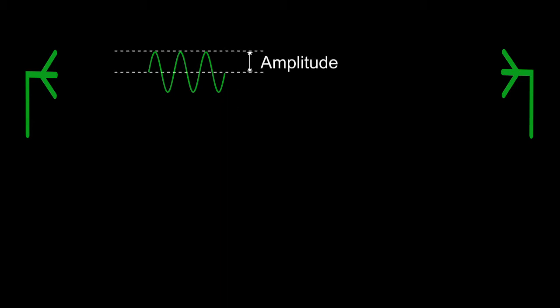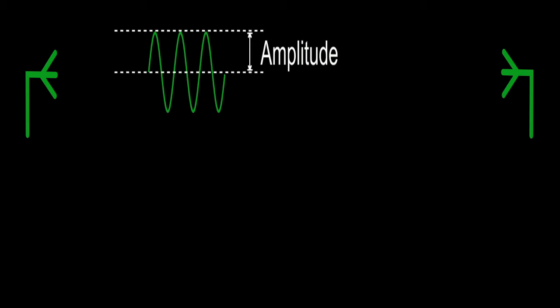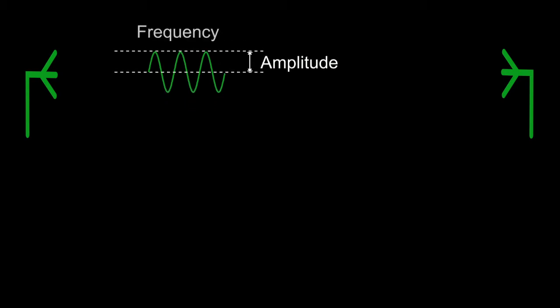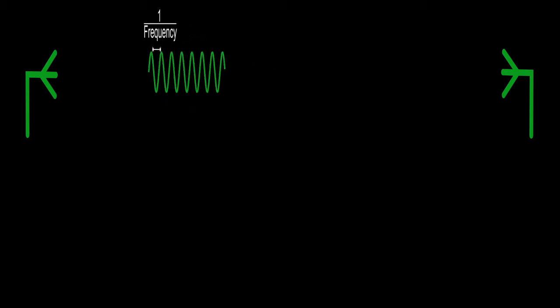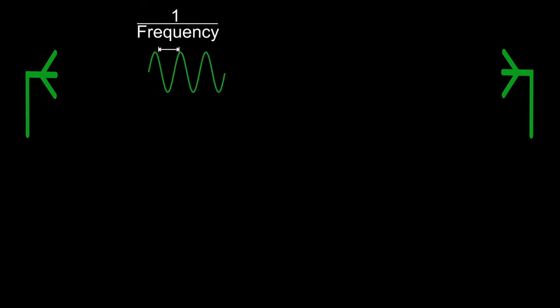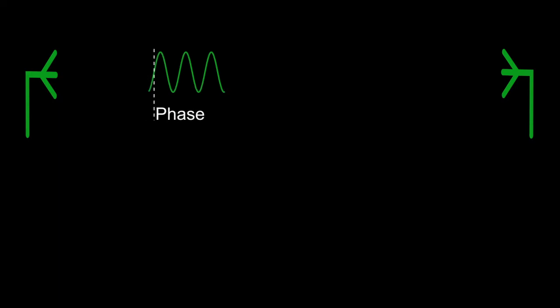Amplitude is the intensity of the signal, as the name suggests. Frequency is the inverse of the time gap between peaks. Phase is the offset of the signal.